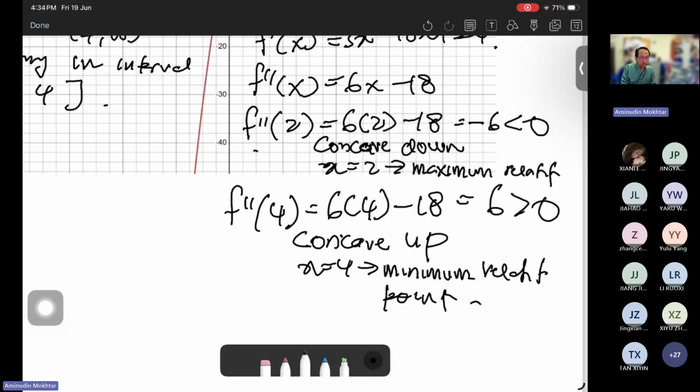At x equal 2, the critical point is the maximum relative point. But at x equal 4, the critical point is a minimum relative point.